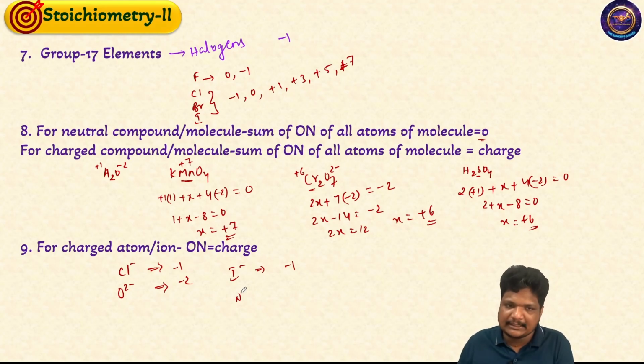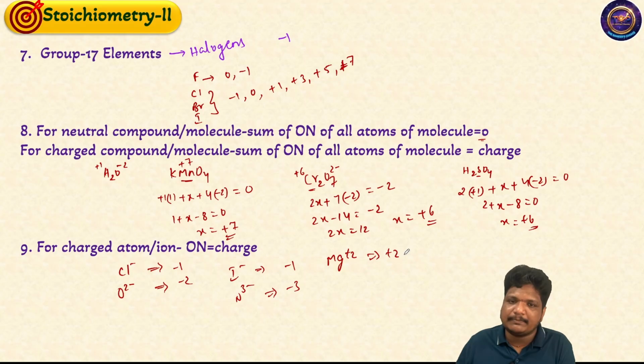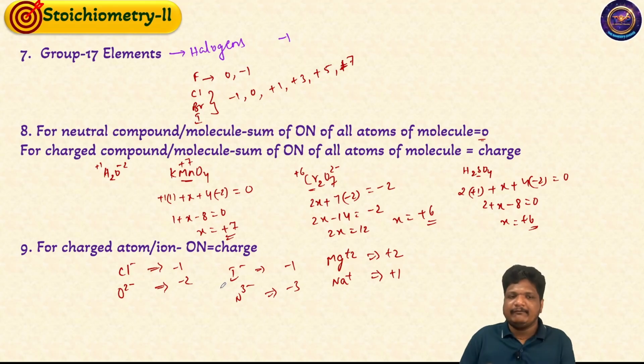If I consider N3 minus, the oxidation number is -3. Mg plus 2, the oxidation number is plus 2. Na plus, the oxidation number is plus 1. In this way, for a charged atom or ion, the oxidation number is equal to its charge. So this is the ninth rule.